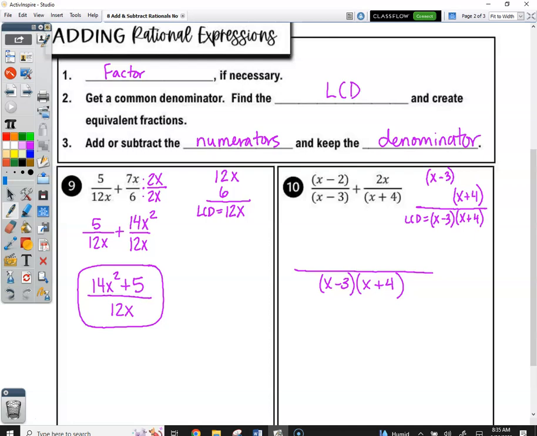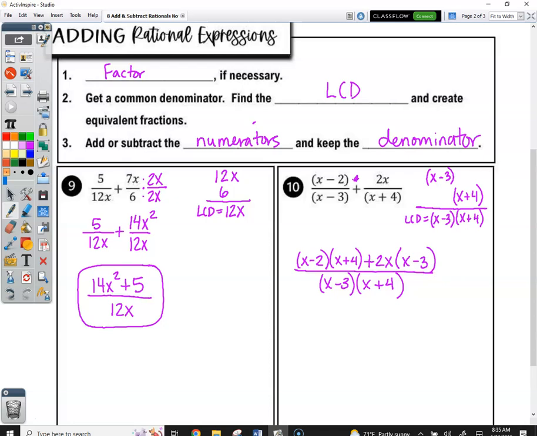Then you can go back up here and very carefully just copy exactly what you see. This was here, and it would have had to be multiplied by what part of the LCD? What did it need? It needed x plus 4. Now, copy the sign here. Copy that sign. It's right there. Plus, copy that 2x. What did that fraction need? x minus 3. That's the answer. It's just not cleaned up.